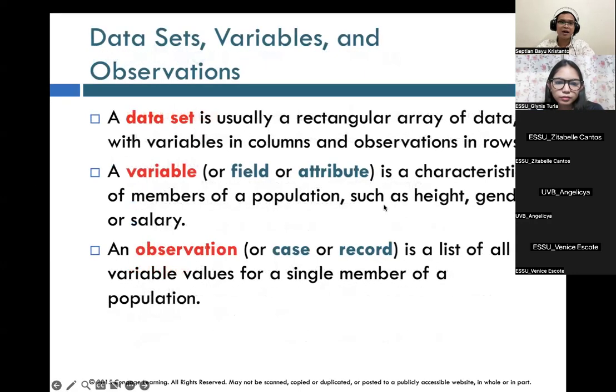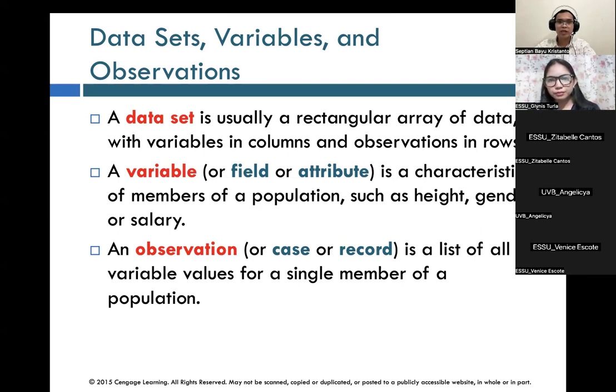Okay. Next, we need to learn about the differences between data sets, variables, and observations. The data set is all of the data, all of the numbers that you have in your observations. Your observations contain the list of variables that should be measured as a value. So the variable is taken with different characteristics.